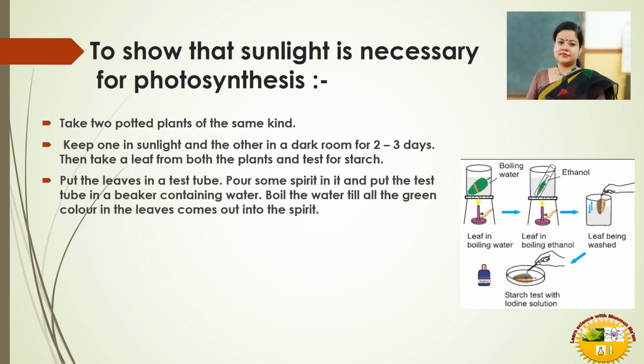Put the leaves in a test tube, pour some spirit in it and put the test tube in a beaker containing water. You can check in the picture given. Boil the water till the green color in the leaves comes out into the spirit. So what are we doing? Actually in the third step we are removing the chlorophyll.